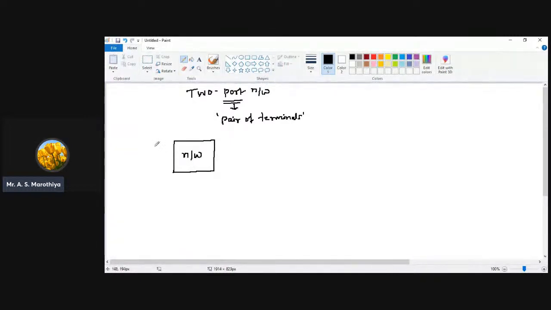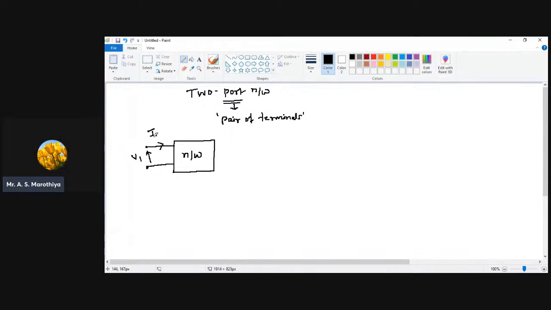So on the left hand side we are going to indicate this as the first terminal and this is going to be the second terminal. Now a pair of terminals indicates a port, so this is going to be the first port. Here let us consider that the voltage which we apply, or which is available over here, is V1, and the current flowing through the circuit is I1.